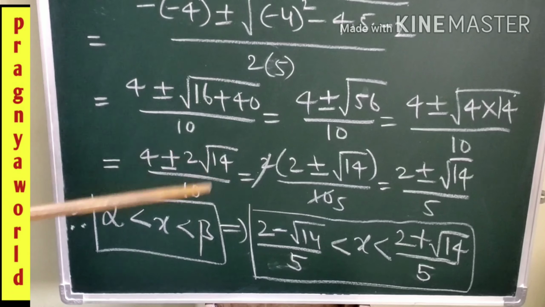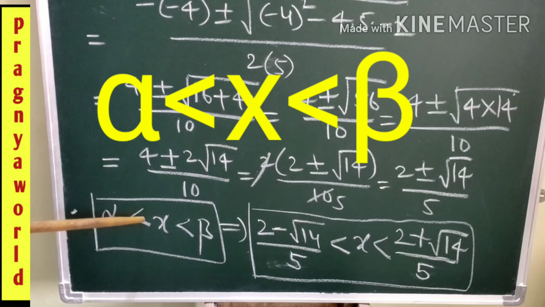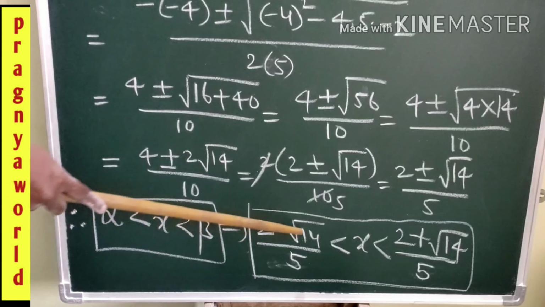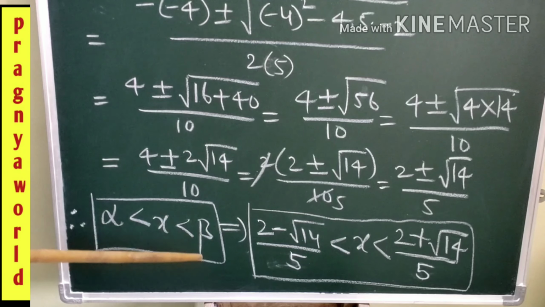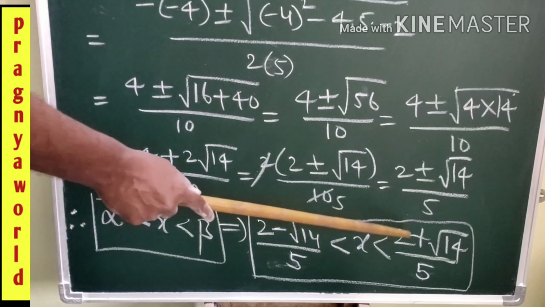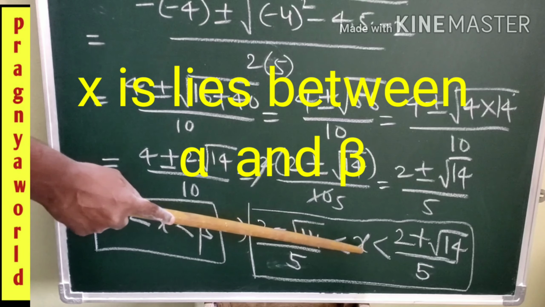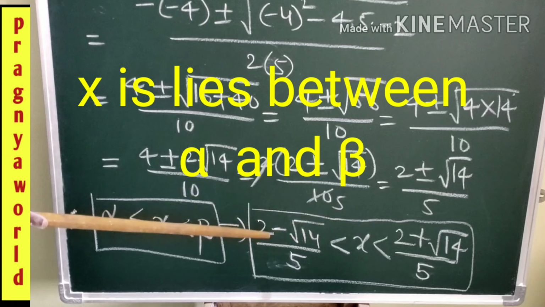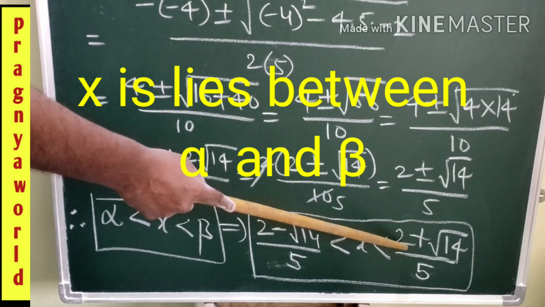Already we discussed the previous theorem. If the given expression is less than 0, that is negative, the condition is alpha less than x less than beta. Here alpha is (2 minus root 14) by 5, less than x less than beta. What is beta? (2 plus root 14) by 5. That means x lies between (2 minus root 14) by 5 and (2 plus root 14) by 5.